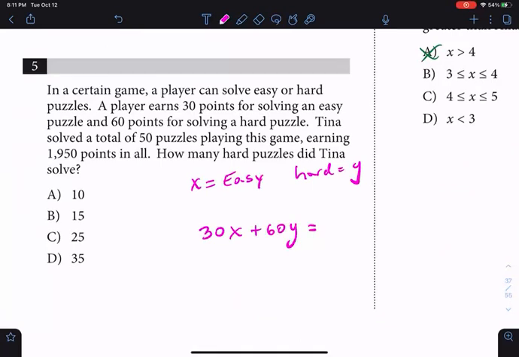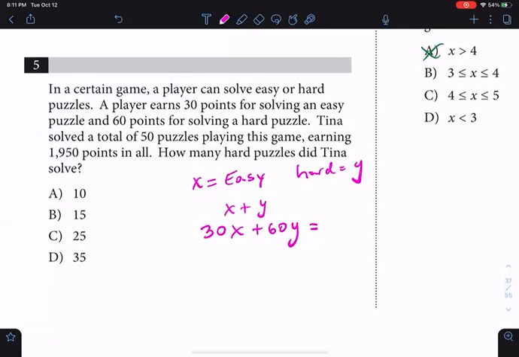Tina solved a total of 50 puzzles. So this is going to be X plus Y equals 50 puzzles, playing this game, earning the total points, or she got, was 1950. So this is a system of equations, right? How many hard puzzles, right? So basically you need to solve for Y.